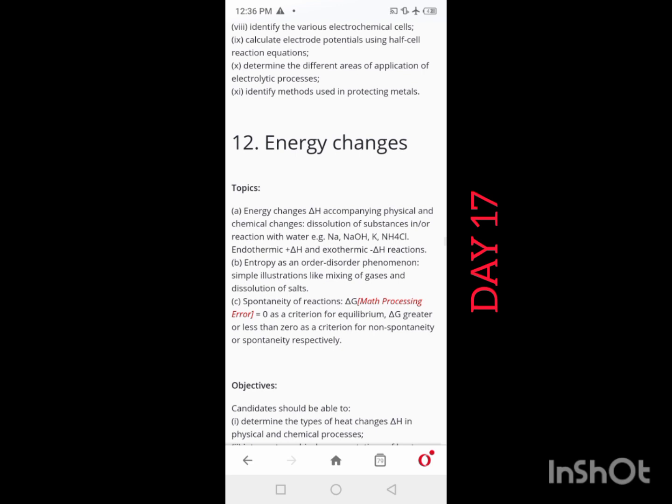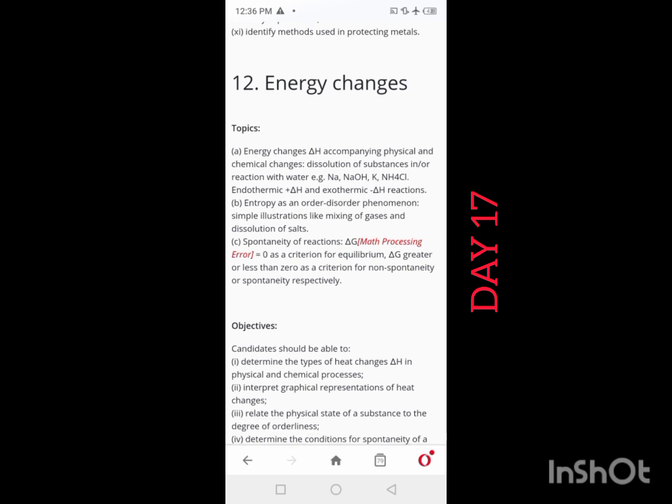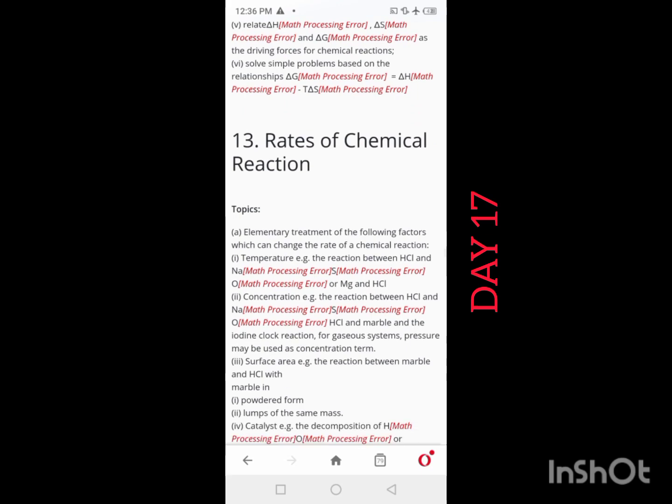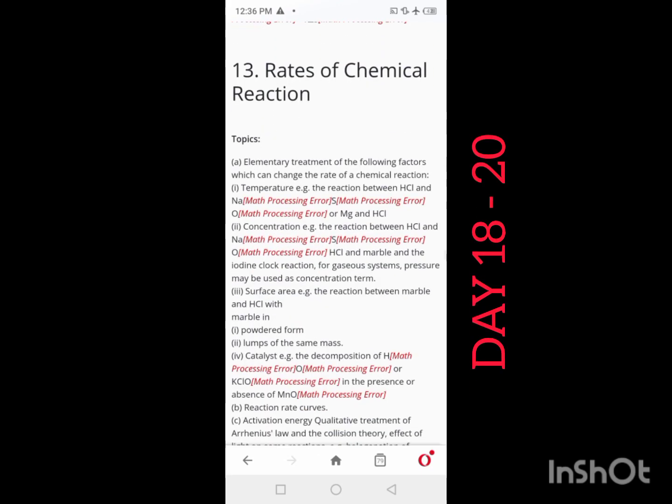And here we have energy changes. You're going to do this one also in one day. That's on the 17th day. Energy changes in one day. You're going to do rates of reaction in 2 days, or let me say 3 days. That is 18, 19, 20.